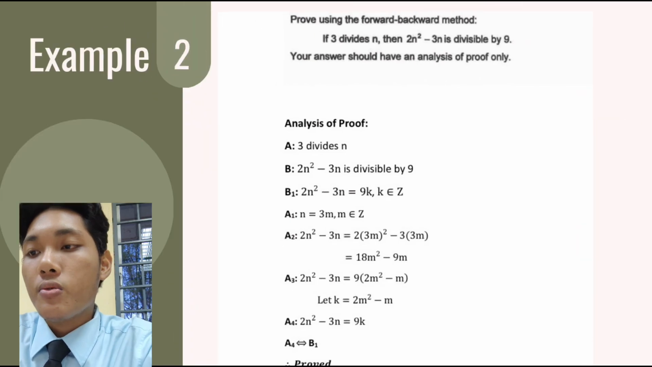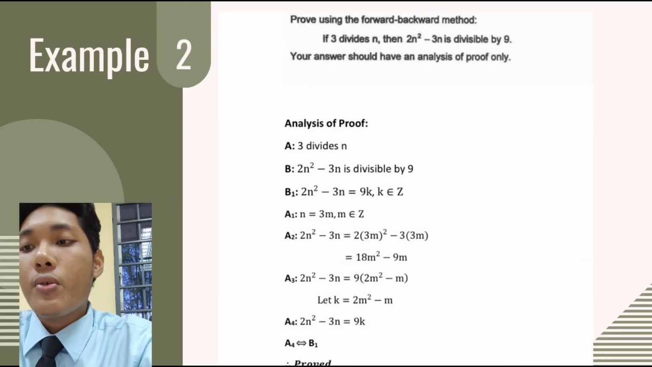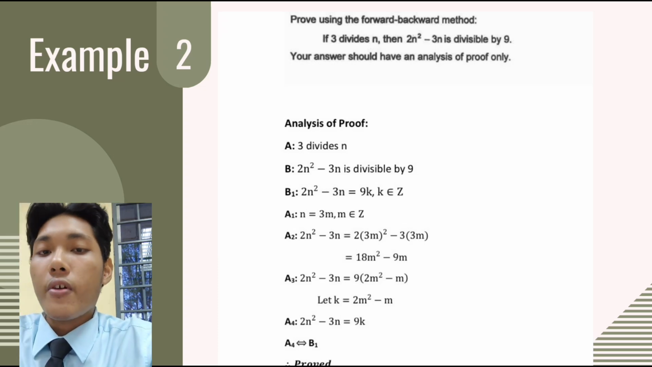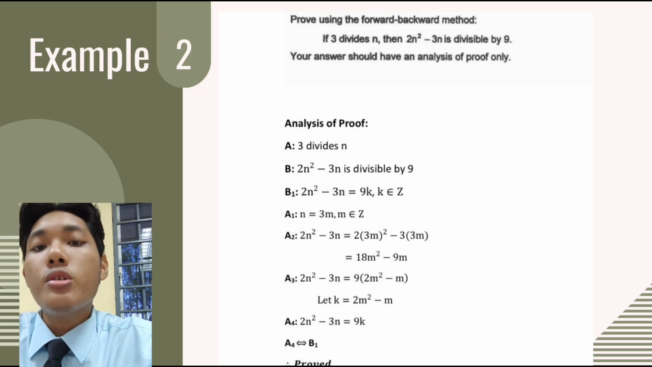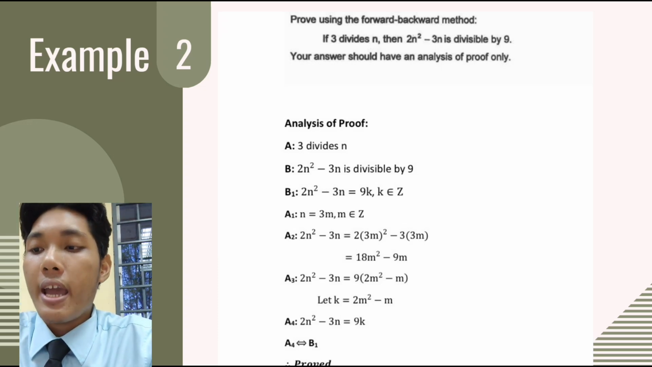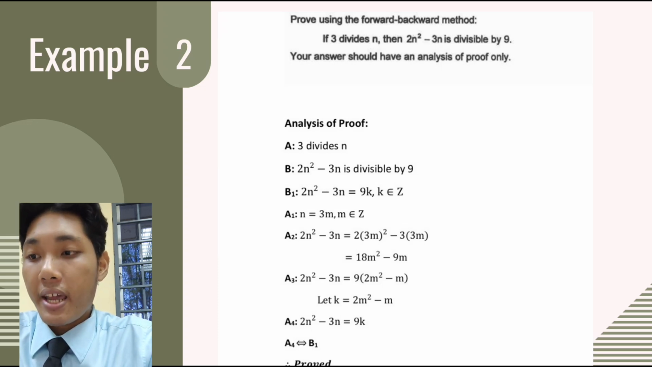So for example 2, if 3 divides n, then 2n squared minus 3n is divisible by 9. So we need to show the analysis of the proof only. So the solution is, for the first one, we need to identify the conclusion and also the hypothesis. The hypothesis of this question is 3 divides n, and the conclusion of it is 2n squared minus 3n is divisible by 9.